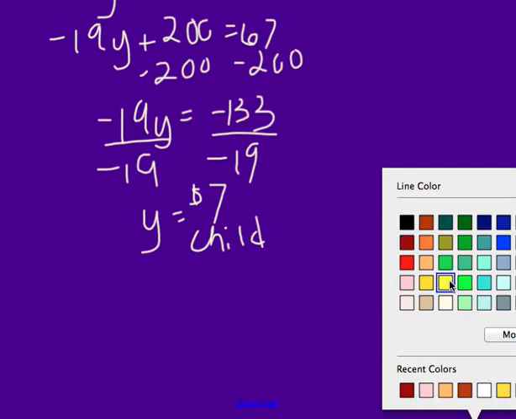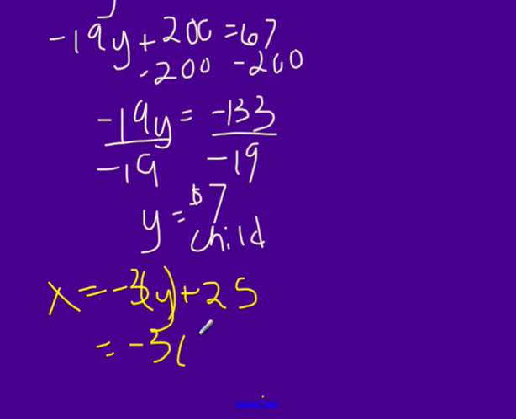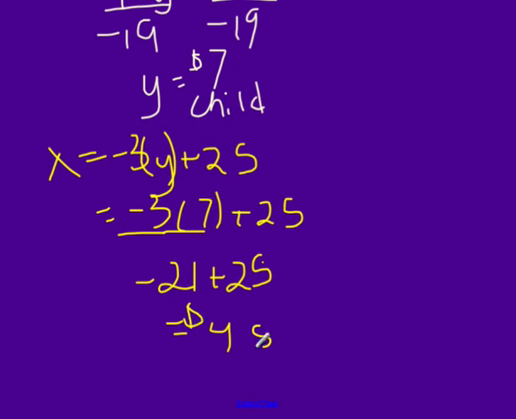Now if you remember earlier in the problem, we solved for x, and we said that x is equal to a negative 3y plus 25. So now we can take and plug in for y. So then that's going to be negative 3 times 7 plus 25, and that will give us what x is equal to. Negative 3 times 7 is negative 21 plus 25, and that's going to be 4. So we get $4 for senior citizens. Again, we want to make sure we note that. So that's your final answer for that one.